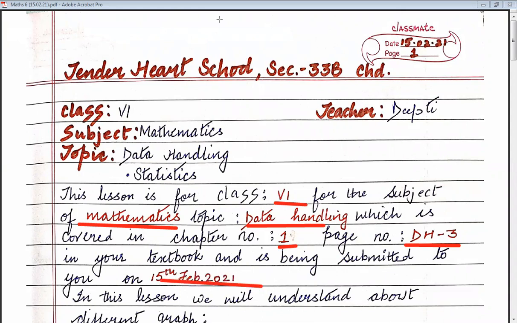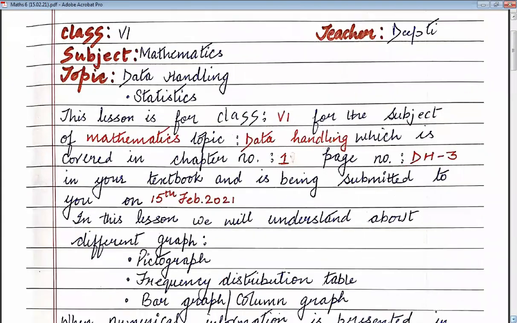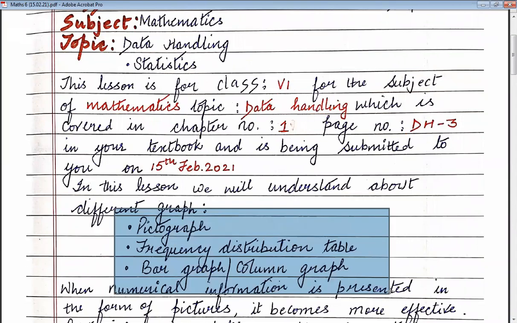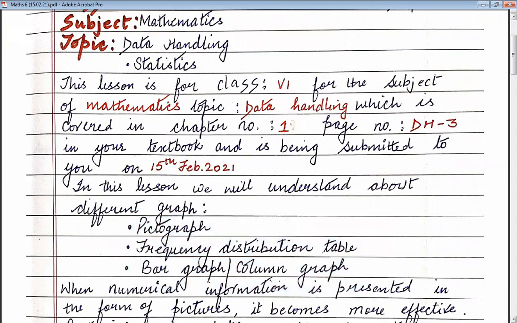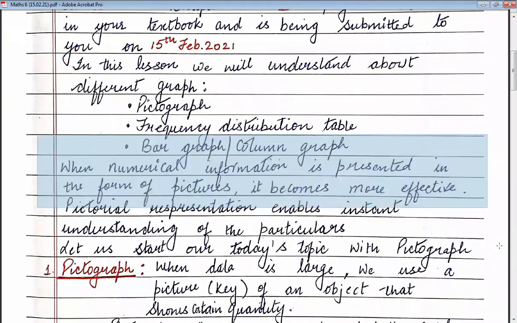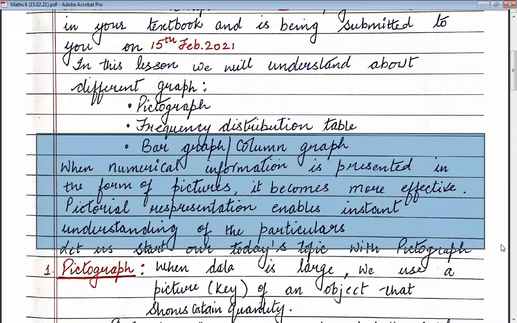Students, in today's lesson, we will do different types of graph, that is pictograph, frequency distribution table, and bar graph or column graph. Whenever your data is given in numerical form, it becomes very easy to interpret when your information is given in picture form. So let us discuss our very first graph, that is pictograph.